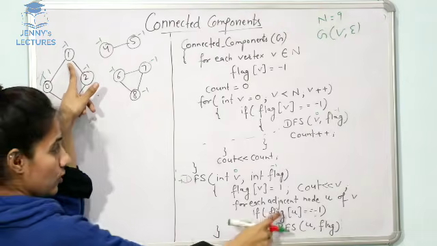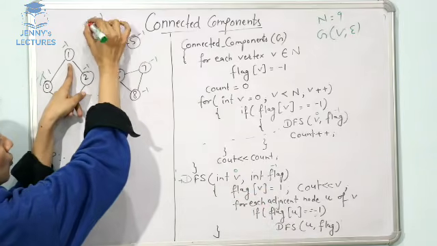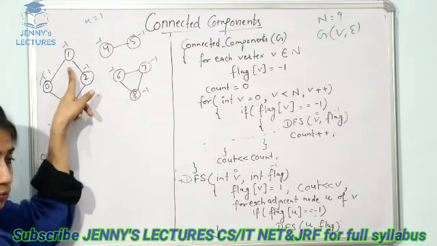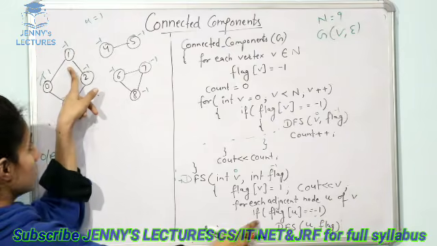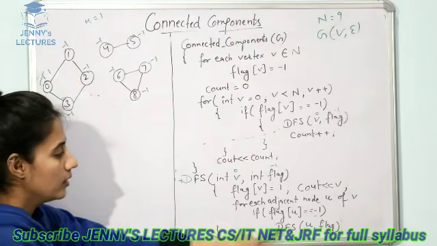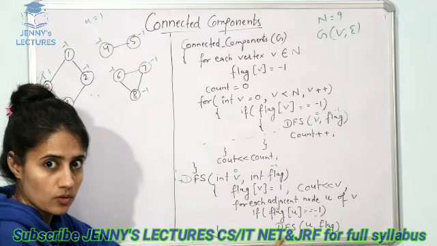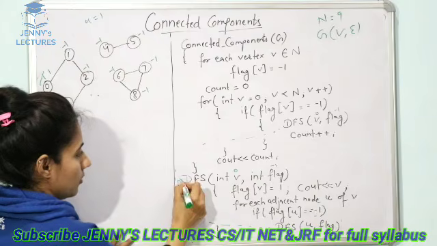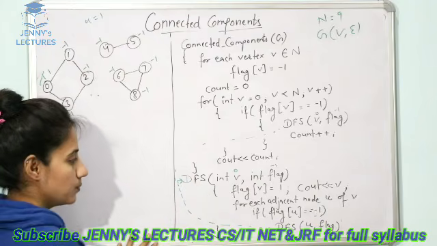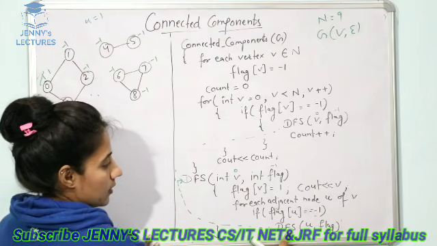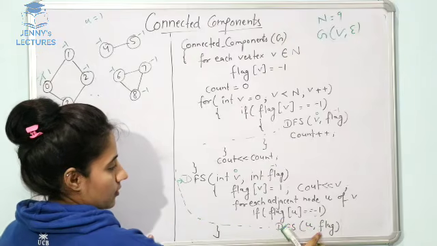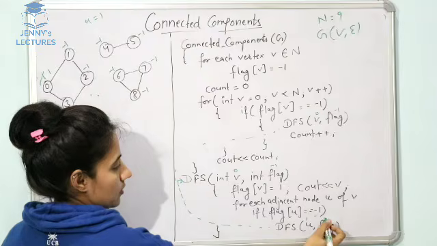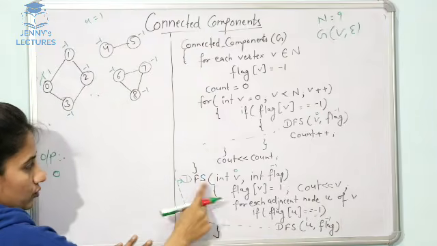Now what is the U value? Here we have U equal to 1. Flag of U, flag of 1, is -1. Yes, that is -1. In that case, this condition is true, then DFS will be called recursively. This is a recursive call in this function only. Then DFS, here we will go. DFS would be called with U and flag. The U value is 1 and flag is -1. So DFS would be called.